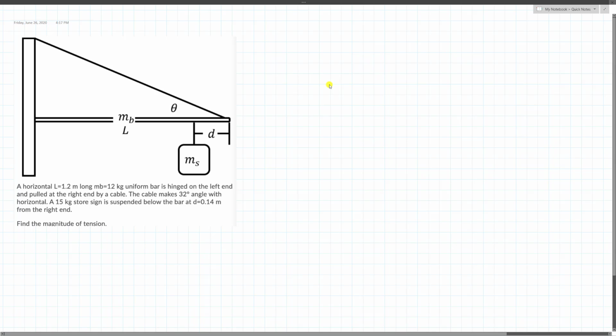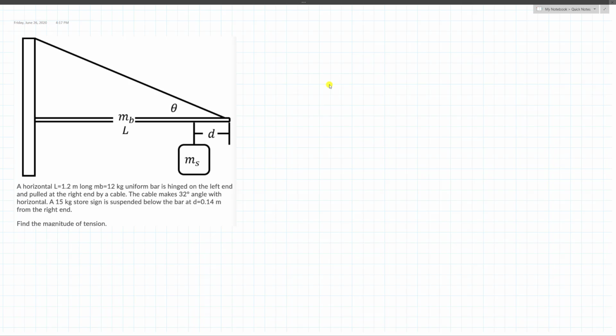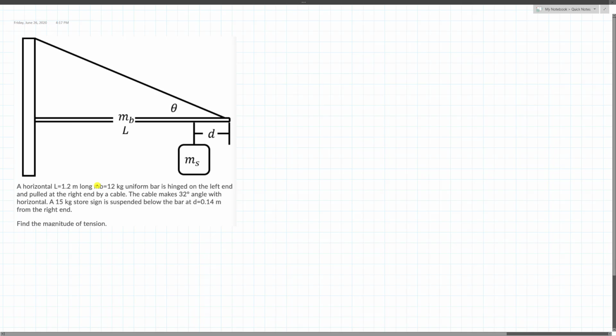This question is an equilibrium problem. We have a horizontal bar, that's right here. It is 1.2 meters long and has a mass of 12 kilograms. It is hinged on the left side, so here's a hinge, and it's pulled at the right end by a cable. So here's the cable.